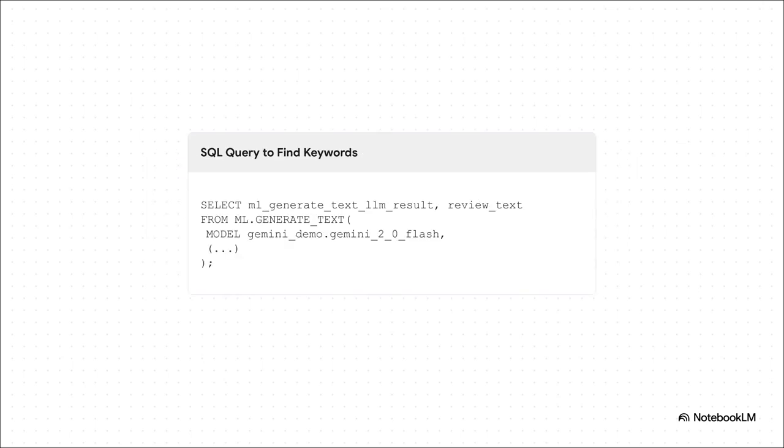Now, I know this might look a little intimidating at first glance, but let's just break it down. Right there in the middle, that's the prompt we just talked about. See it? Everything else is just standard SQL that points the ML generate text function to the right AI model and tells it which table has our customer reviews. It's really just simple plumbing around a plain English instruction.